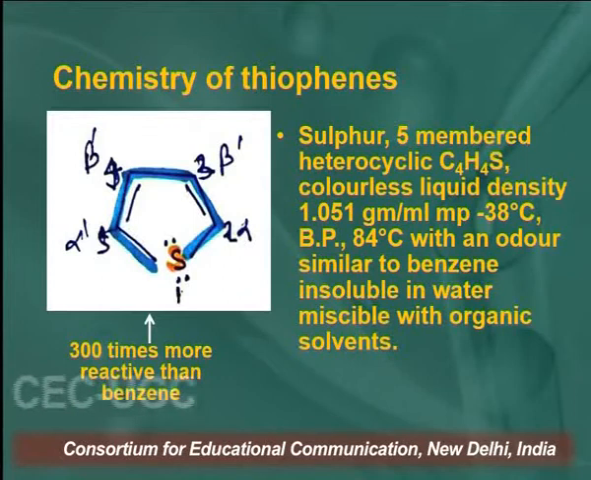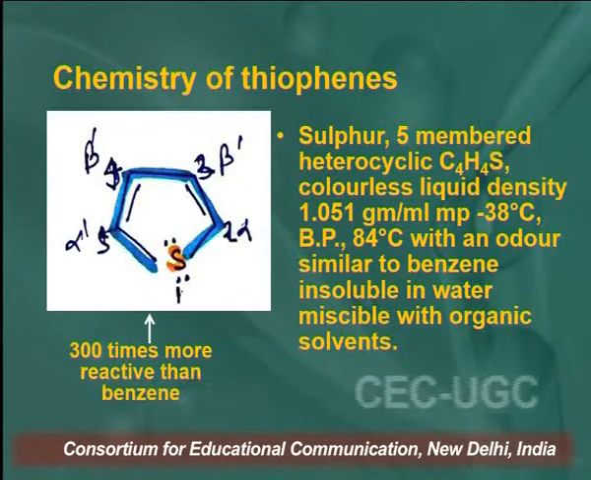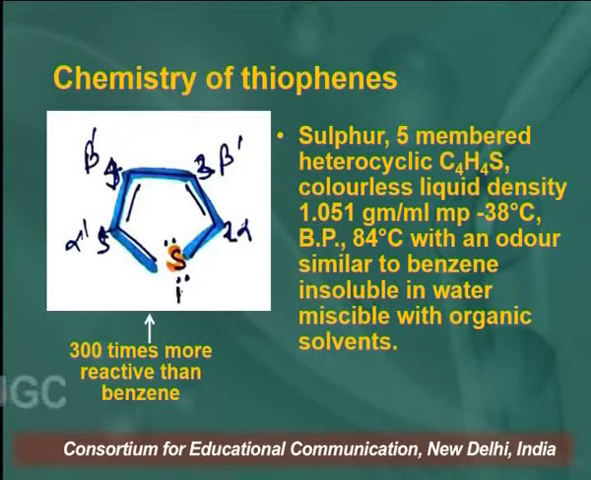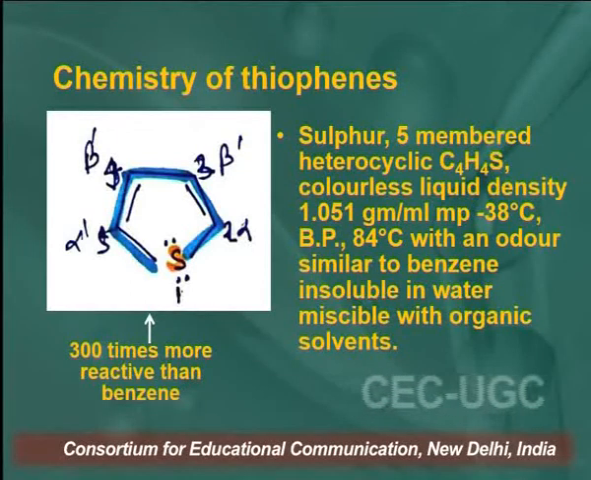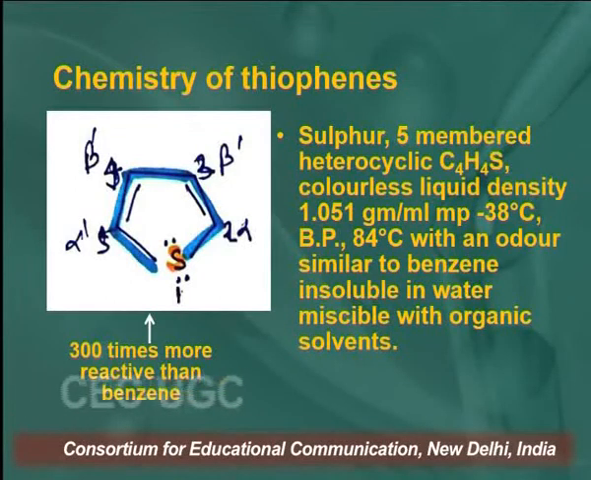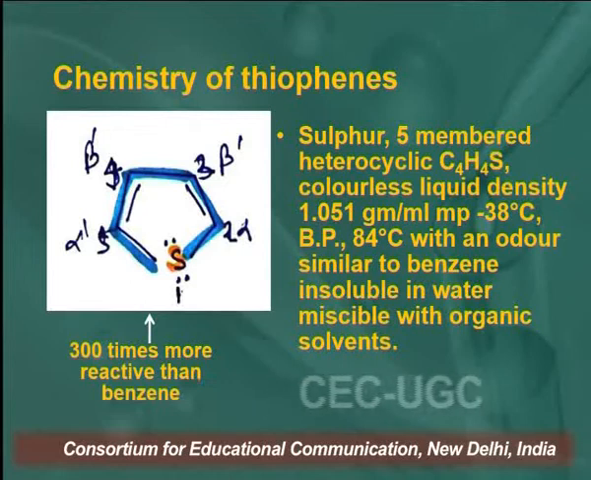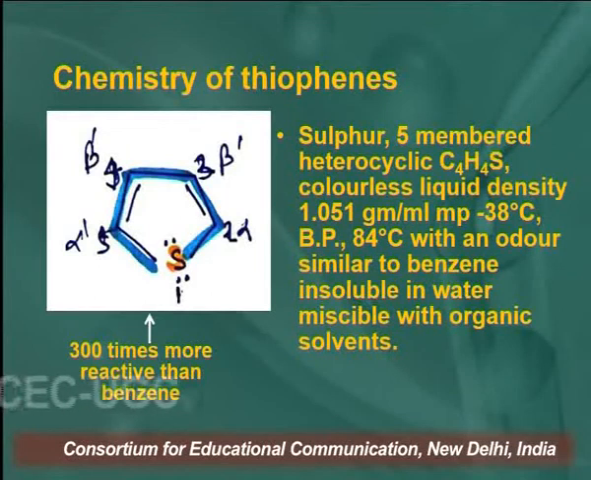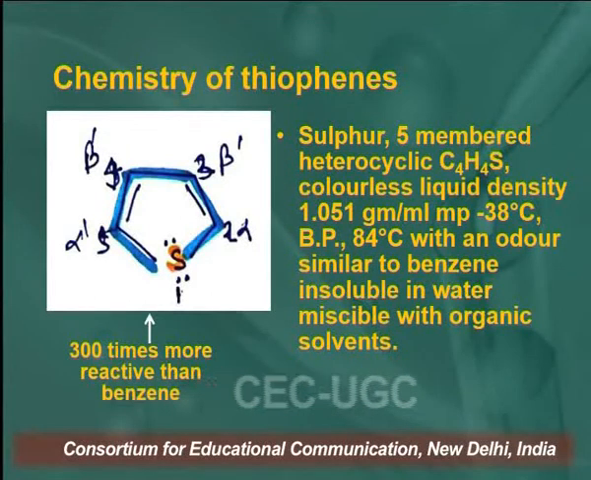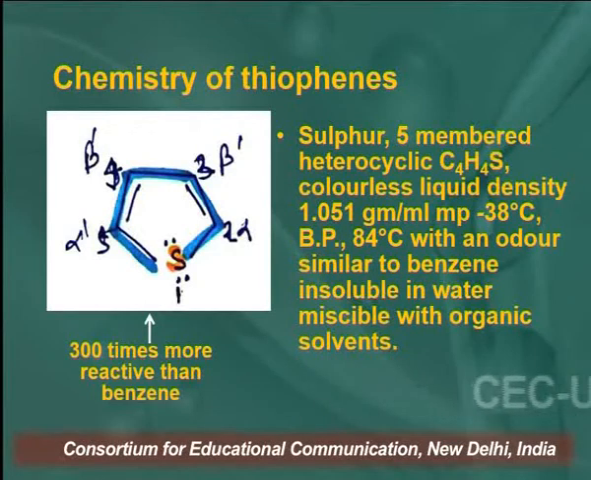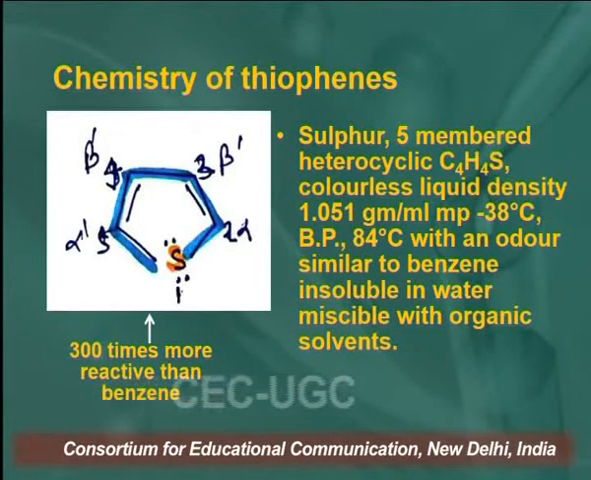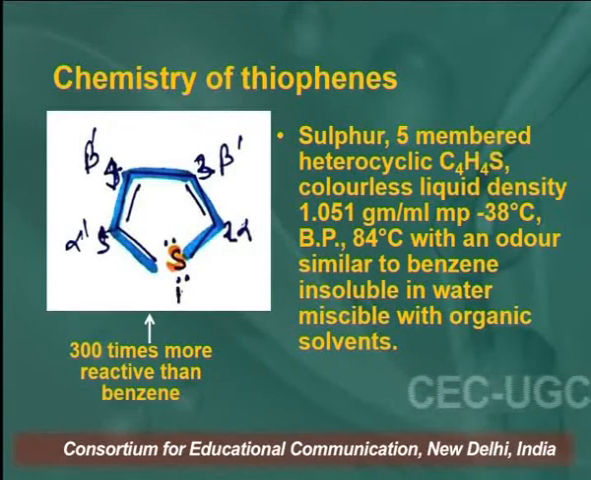Now, another important topic we will discuss here: chemistry of thiophenes. What are thiophenes? As I told you, thiophenes are also heterocyclic organic compounds which contain a sulfur atom. It is a 5-membered heterocyclic compound with a sulfur atom. The molecular formula is C4H4S. It is a colorless liquid, density is 1.051 grams per milliliter, melting point is 0.38 degrees Celsius, boiling point is 84 degrees Celsius, and it is insoluble in water and miscible with organic solvents.